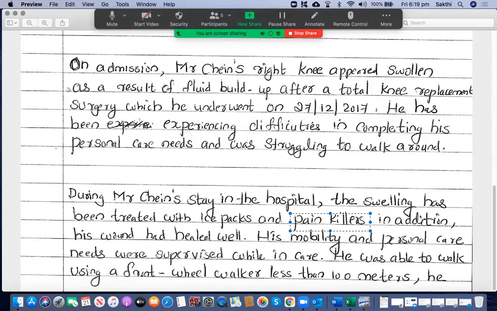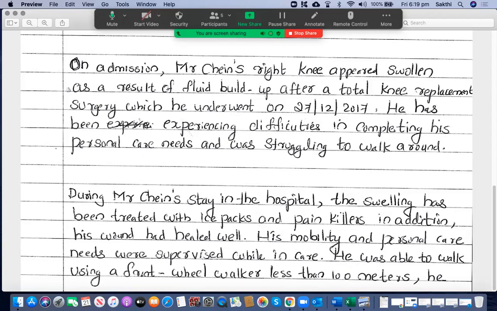All right. Let's go through the next one. In addition, his wound had healed well. Okay. So was it already finished? Yes. Okay, good. His mobility and personal care needs were supervised while in care. While in care, okay. All right. He was able to walk using a front wheel walker. Is it wheel walker or wheelie walker? It's showing like wheel walker in the case note. Okay, that's all right then.